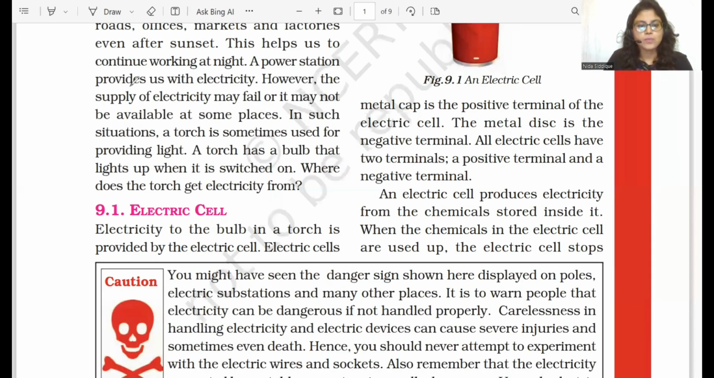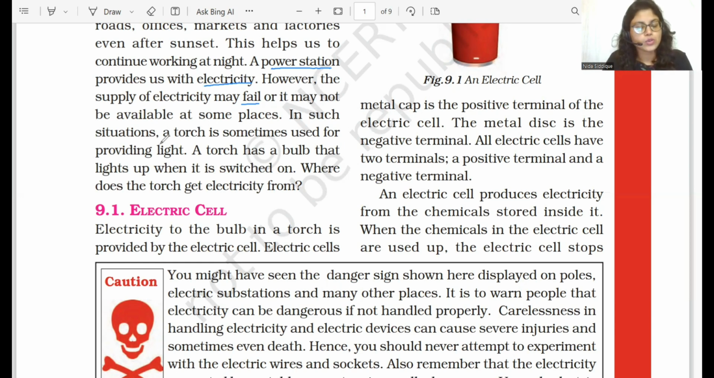So a power station provides us with electricity. So ये electricity कहाँ से आता है हमारे घरों में? So there is a power station. ये power station हमारे घरों में electricity provide करते हैं. However, the supply of electricity may fail or it may not be available at some places. ऐसा कोई कोई situations होते हैं जब ये electricity हमारे घर में नहीं supply हो पाता है, या due to some reason हमारे घर में कुछ फ्यूज हो जाता है, तो we are not provided with electricity, and it is also not available at all the places. There are some remote places in our world where still electricity is not available.